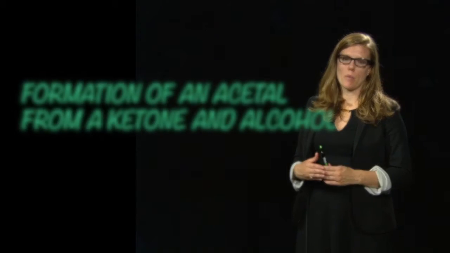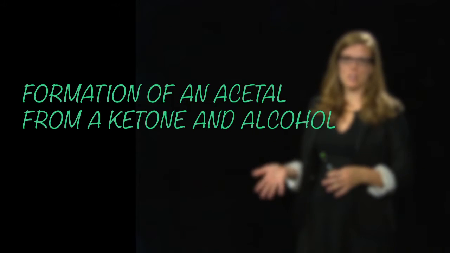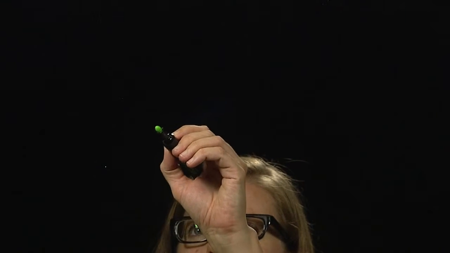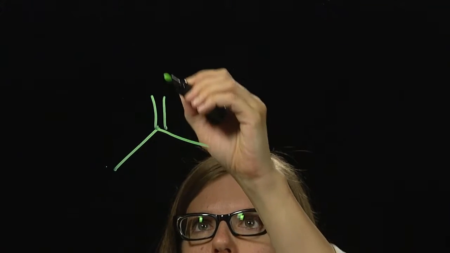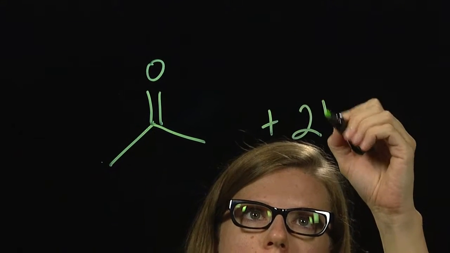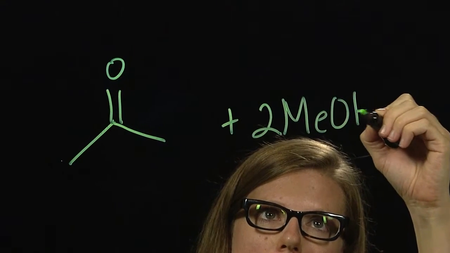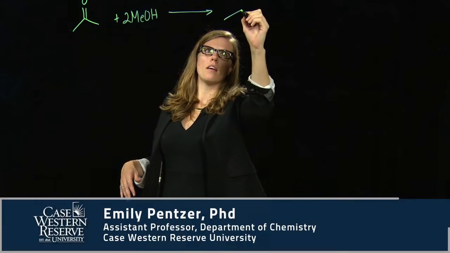So today we're going to talk about the formation of an acetal from a ketone and alcohol. In this case we'll talk about acetone and two equivalents of methanol coming together to form dimethyl acetal.